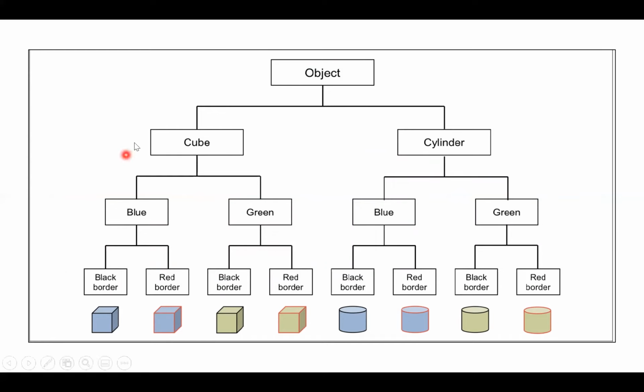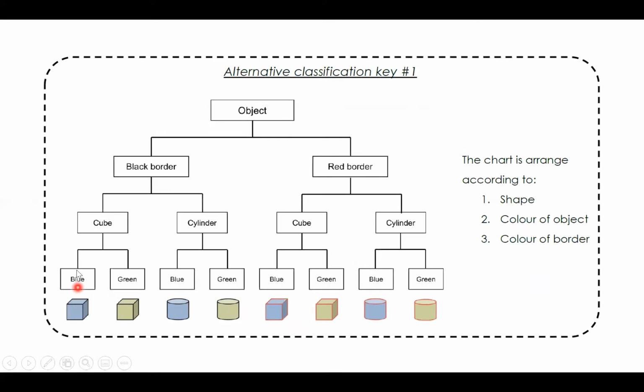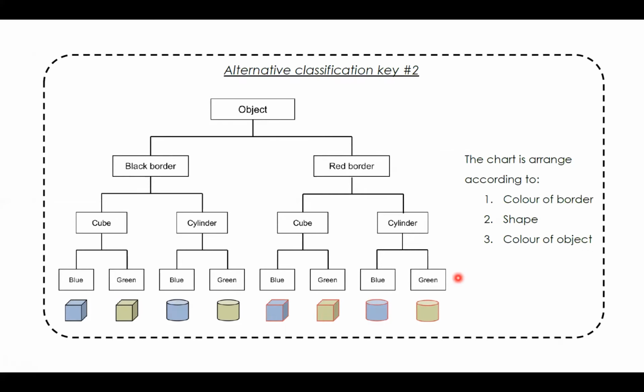So here we arrange according to their shape first, and then the color, and then the border. You can also arrange it like this. You can arrange it according to the color of the border first, and then the shape, and then finally the color of these shapes. So you can create different classification keys according to which characteristics you want to split up first or that you want to put up first.